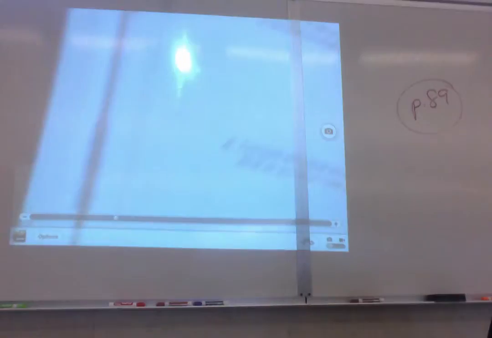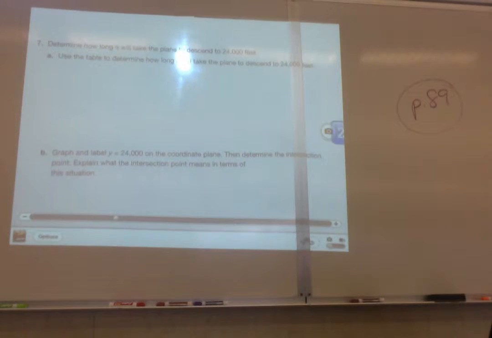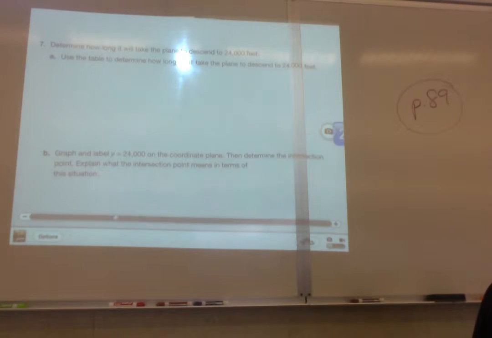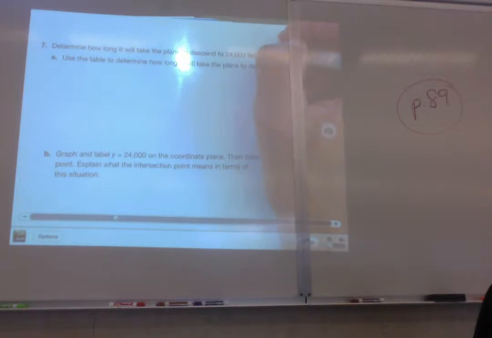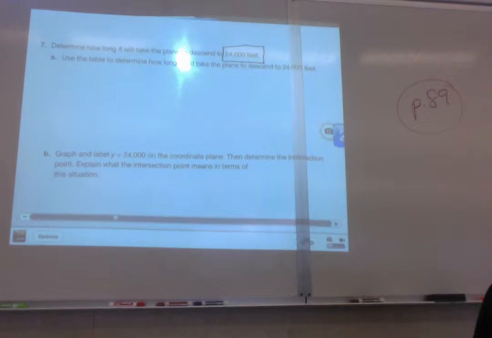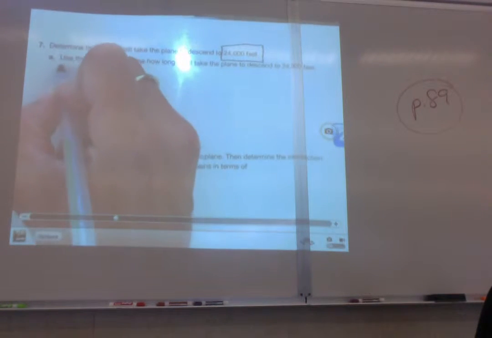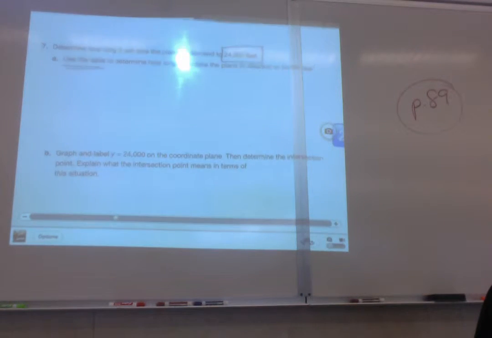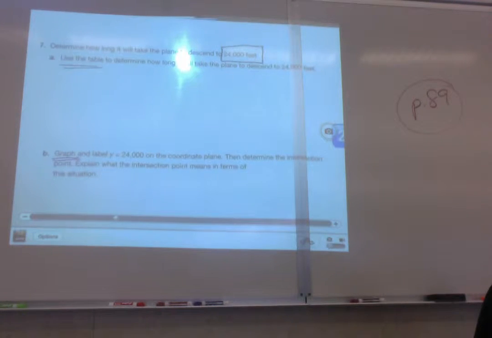Taking a look at number 7, top of page 91. Okay, same thing. Just figure out how long it's going to take to descend to 24,000. So we have a new height. They want us to do it 3 ways. Use the table, use the graph, and use the function or substitution.